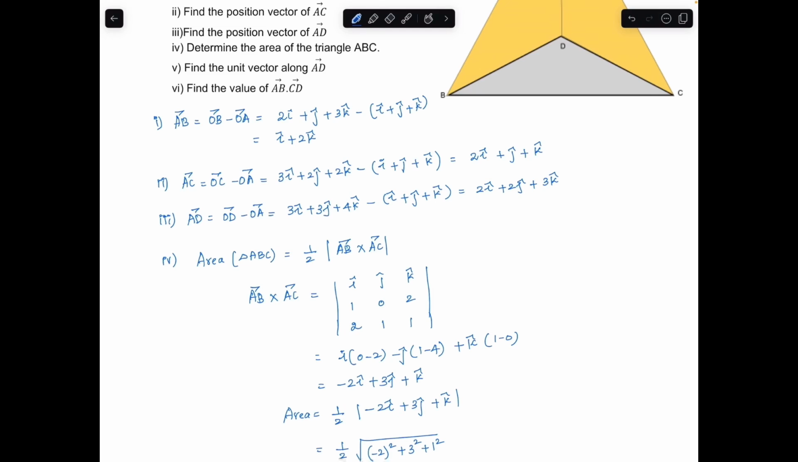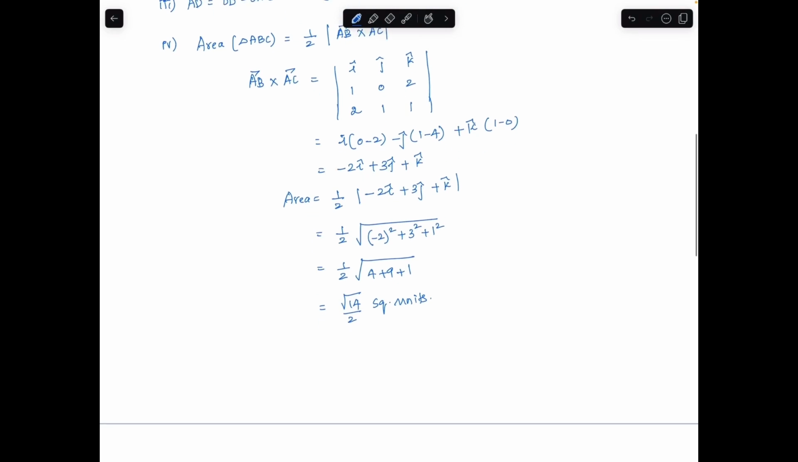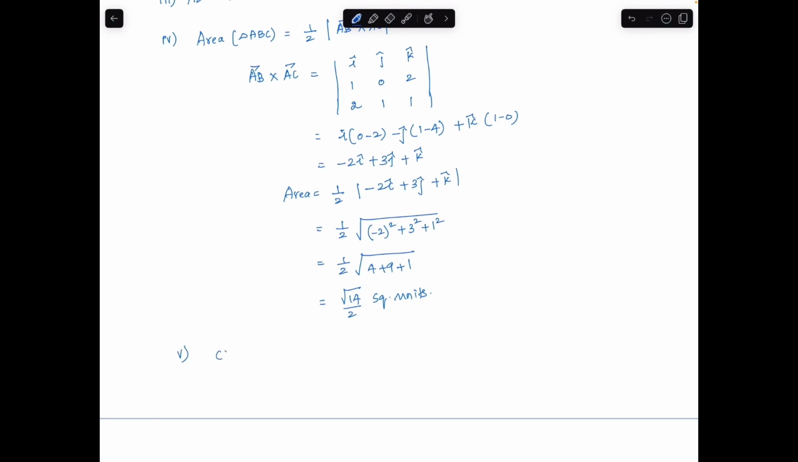Subdivision 5. Find the value of AB dot CD. So let's find out CD vector first. CD vector is equal to OD vector minus OC vector. 3i plus 3j plus 4k minus (3i plus 2j plus 2k), which is j plus 2k.